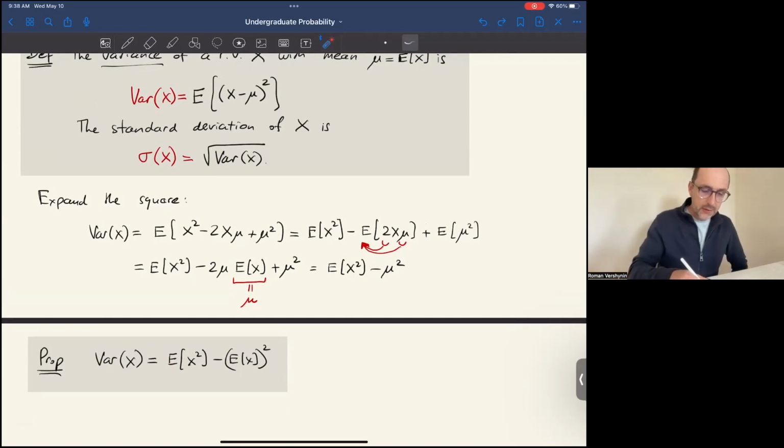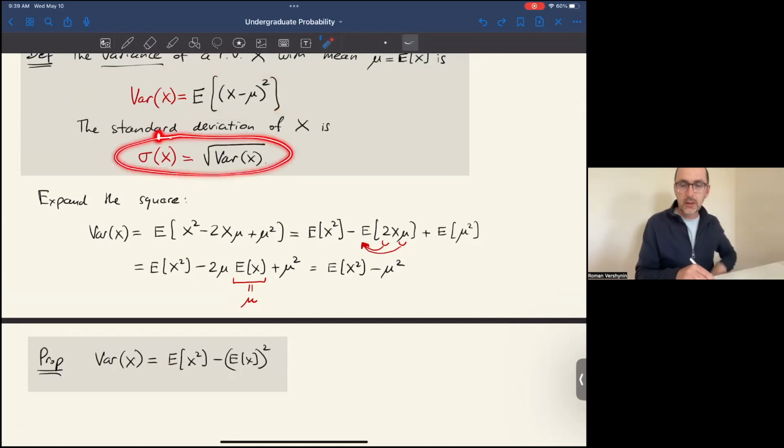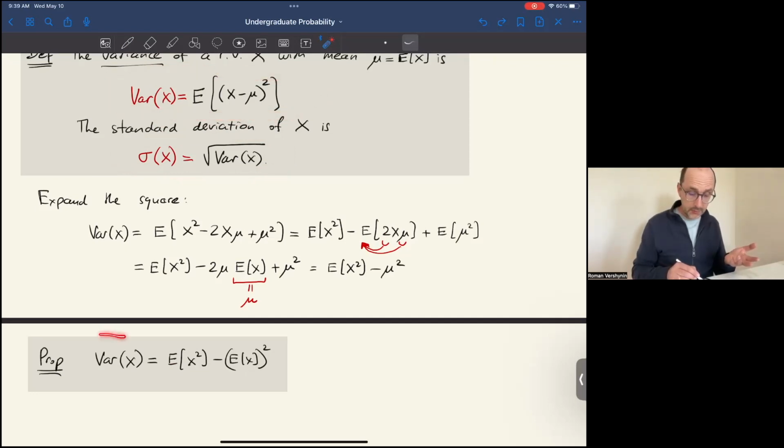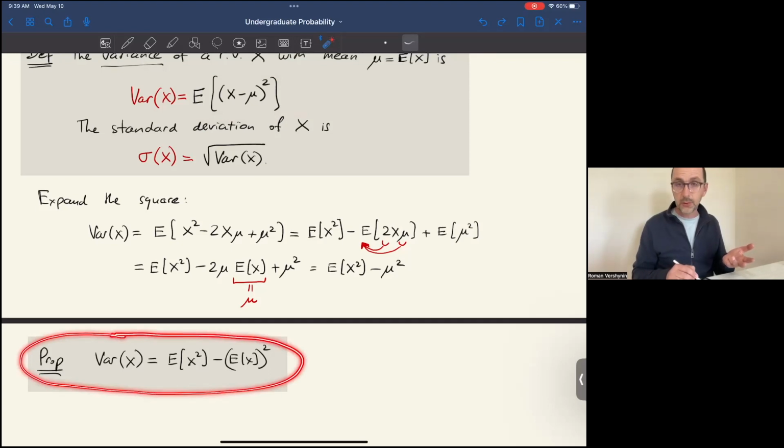So to summarize, we defined variance this way. To interpret it, we take the square root and get the standard deviation of x. It measures the average dispersion or average deviation of x from its mean. Now, to compute the variance, sometimes you would want to use the formula in the definition. At other times, this alternative formula can be more helpful.